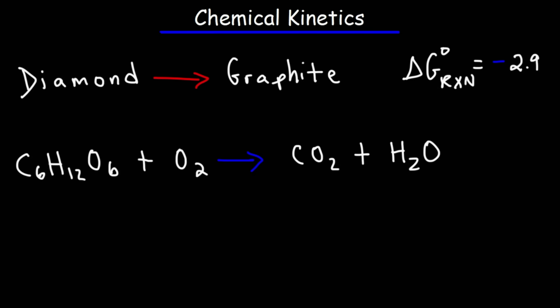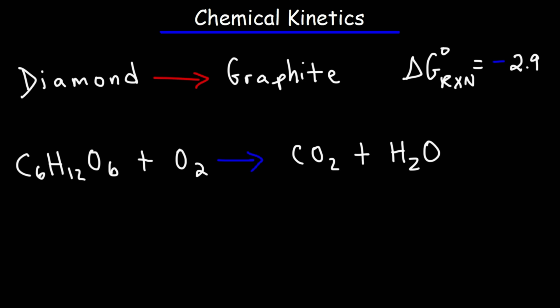In this video, we're going to talk about chemical kinetics. We're also going to talk about reaction rates and also how to write the rate law expression using the initial rates method. So you might be wondering, what is chemical kinetics? Well, chemical kinetics is the study of reaction rates. It tells us how fast a reaction can occur.